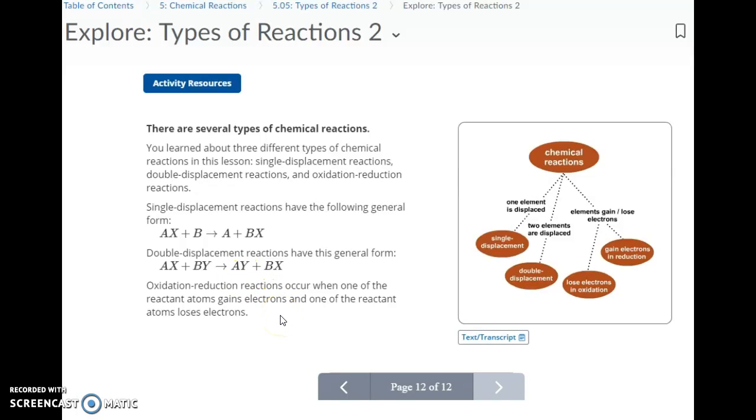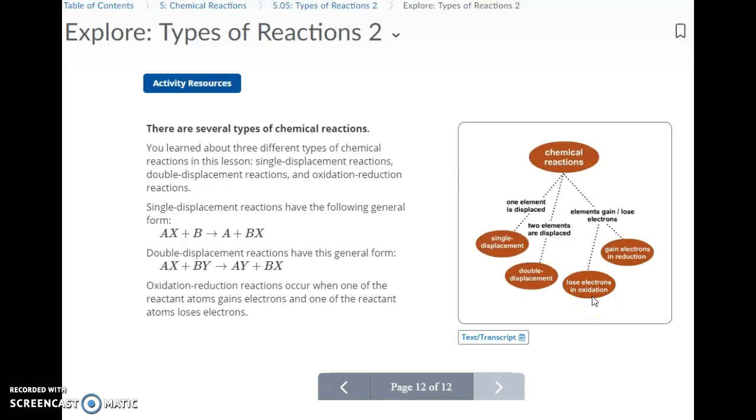Again, making sure you always have positive ions written before negative ones. Oxidation reduction reactions occur when one of the reactant atoms gains electrons and one of the reactant atoms loses electrons, or you can think about it in terms of oxygen in some cases as well. So make sure you know both those definitions. Again, in chemical reactions, one element is displaced in a single displacement, 2 elements are displaced in a double displacement. If we're talking about elements gaining and losing electrons, you gain electrons, which reduces the charge because it's more negative, so it's called a reduction. You lose electrons, you become more positive, and therefore it is an oxidation.